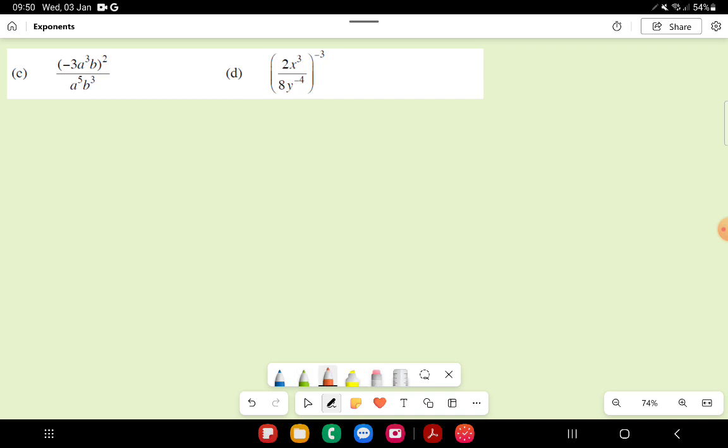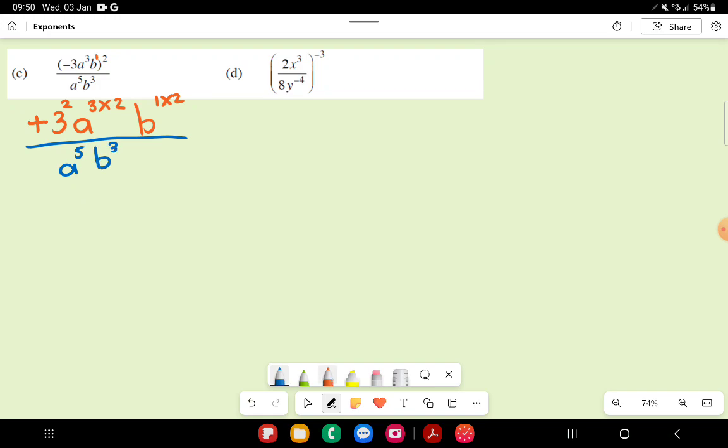So what's going to happen is minus squared, minus times minus becomes plus. Then it becomes 3 squared, a 3 times 2 because it's a power to a power, and then b 1 times 2 because there's an imaginary 1 there, and it's a power to a power. That is my numerator. I'm going to do the fraction line and my denominator stays the same, unchanged.